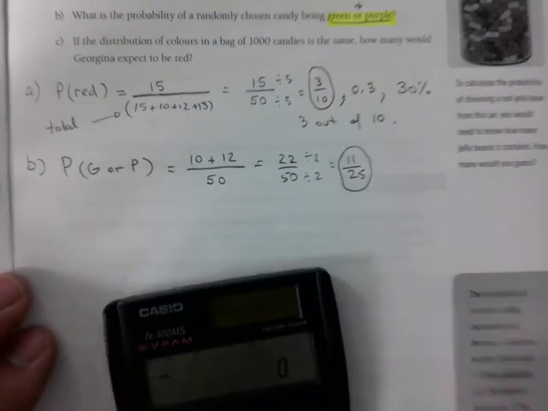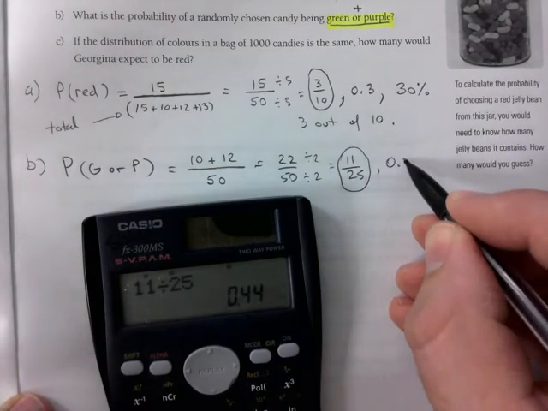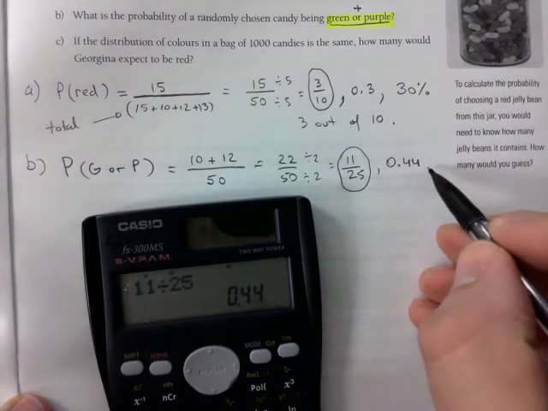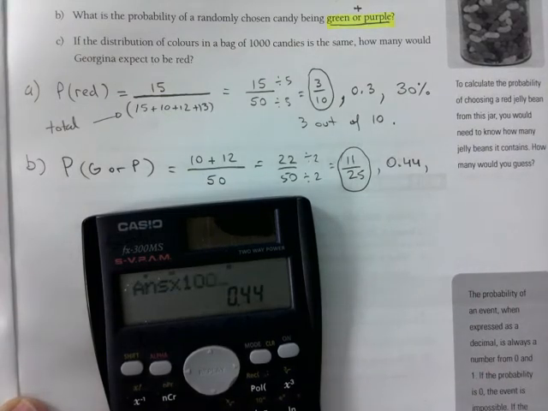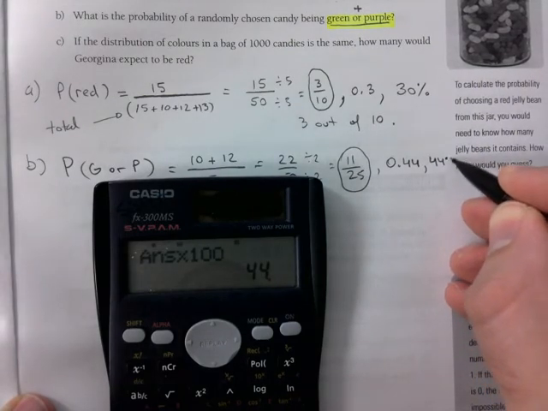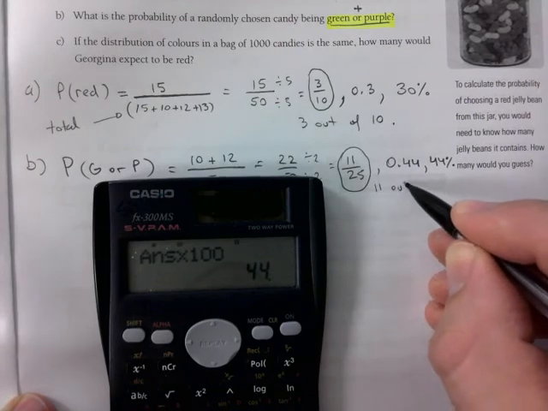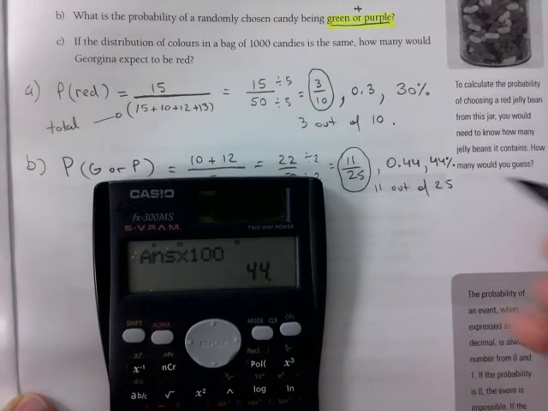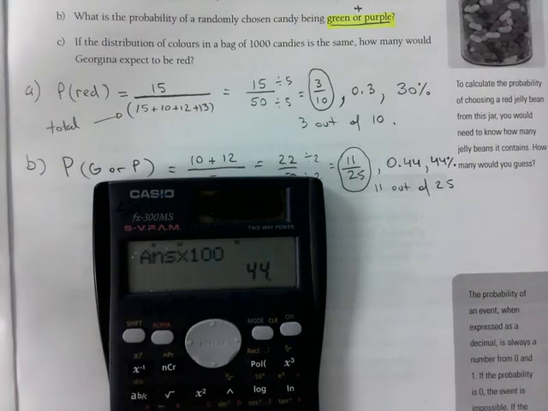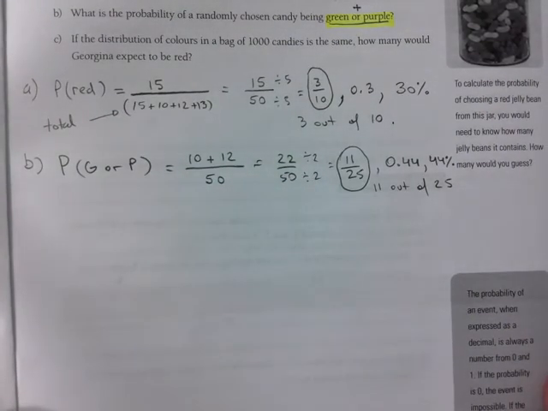If you want 100% on this question, you would go 11 divided by 25. Oh, actually, this one isn't too bad at all. 0.44. You multiply whatever's on your screen by 100 and you round that to 2 decimals. In this case, no need to do that. And then you can go 11 out of 25. If I ask you for words, that's what you would do. It's actually pretty easy to do. Okay.